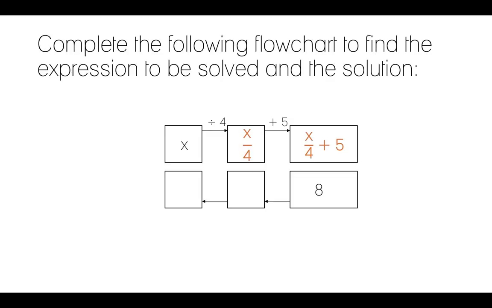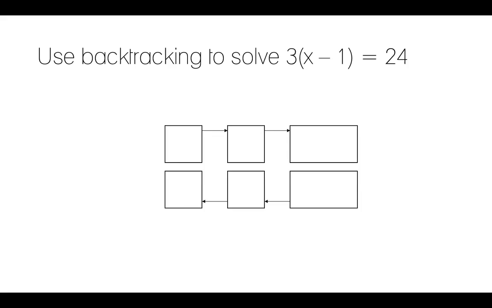And we're going to start to do the inverse now. So the inverse of plus 5 is subtract 5, and 8 take away 5 gives us 3. And the inverse or opposite of divide by 4 is times by 4, and 3 times 4 gives us 12. So x equals 12.